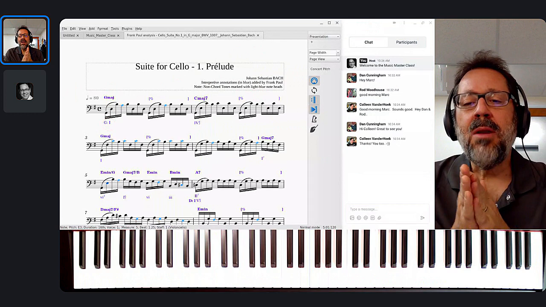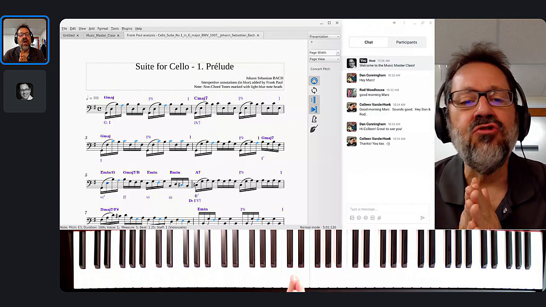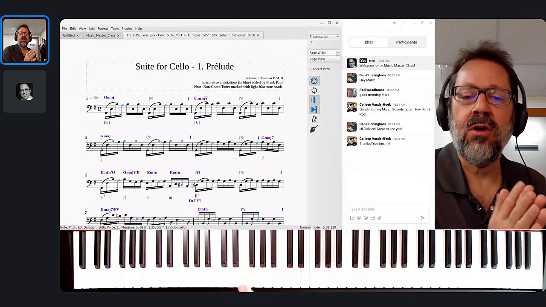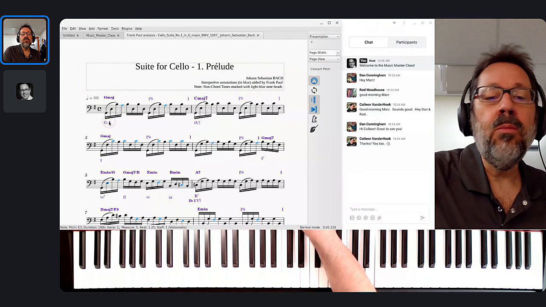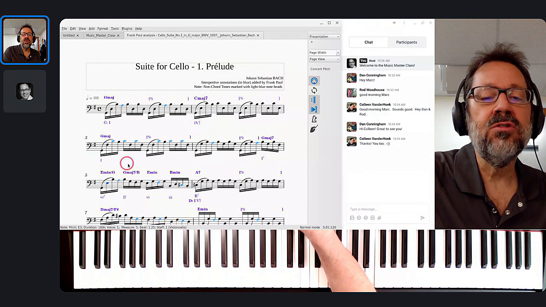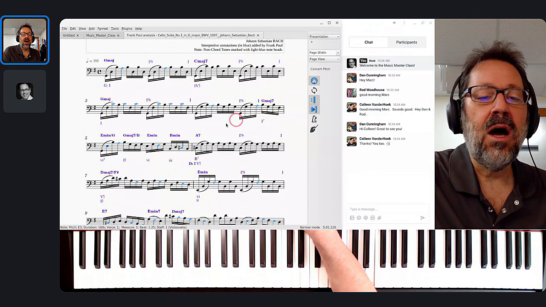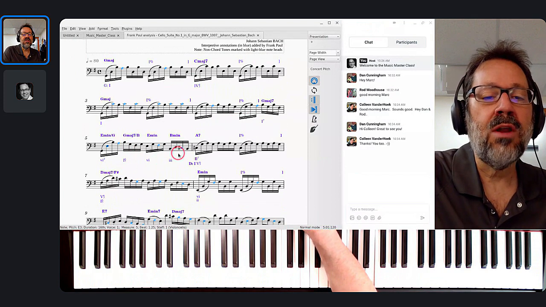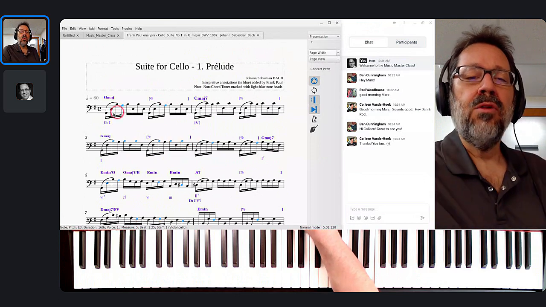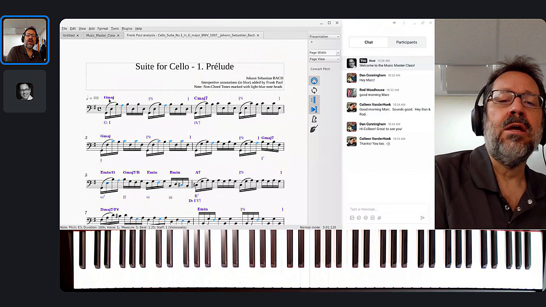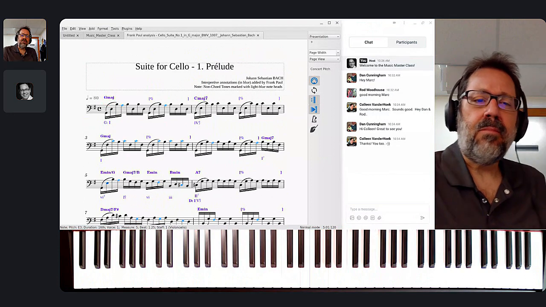So I'm going to make a couple observations about the general syntax here of how he's doing things, and then we'll go on and look at the actual analysis. So the Roman numeral analysis looks good to me. It's basically the way I would want to see things done. The chord symbols, there's a couple of things that are a little odd here that I want to talk about.